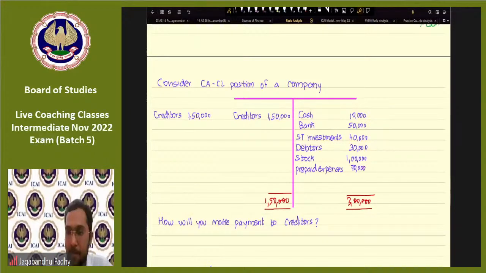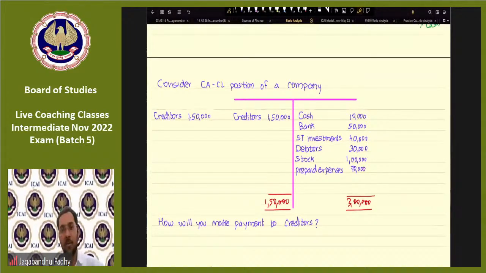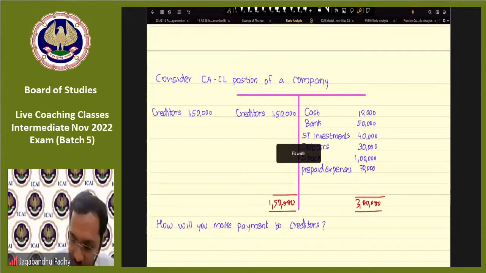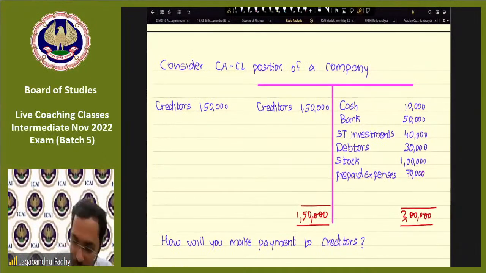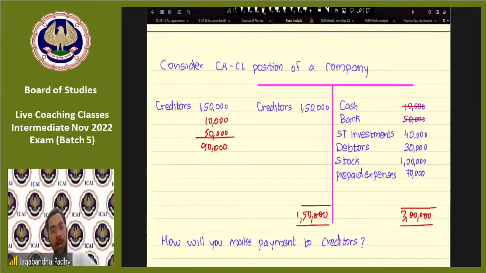First and foremost, what resource will I use to make the payment? For this 1,50,000, first resource that will pay is what? I will say, sir, cash 10,000 paid, bank 50,000 withdrawn and paid to him. It has still 90,000 outstanding. How will I clear this 90,000?